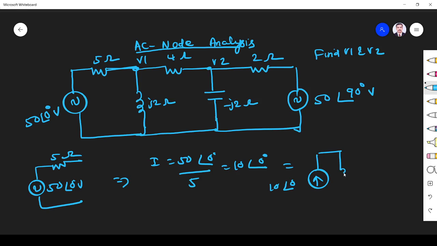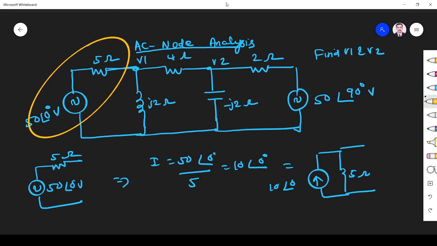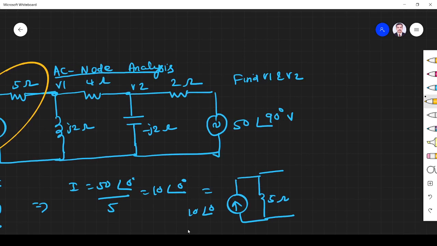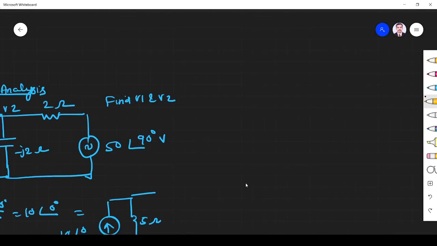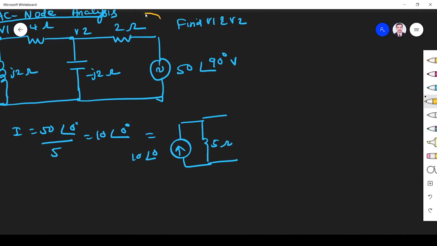So the equivalent current network is a 10∠0 current source in parallel with 5 ohm. Instead of this, I replace it with this. Purely it becomes a current source. Okay, next I want to replace this area. This is also a voltage source. I replace this.